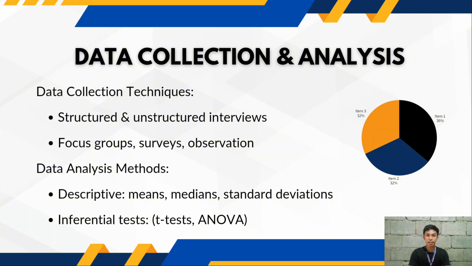Once data is collected, analysis is done in two ways. Number one, we have descriptive statistics, wherein it uses means, medians, and standard deviation. These summarize the data. And the second one, we have inferential statistics. We use t-test and ANOVA. This tests whether the observed differences are statistically significant.